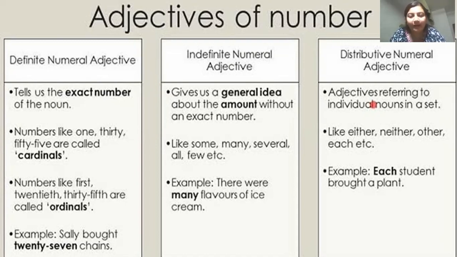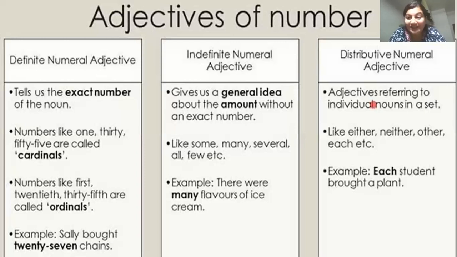Numbers from 1 to 100, the way we spell normally, they are known as cardinals. But if we spell our numbers like first, second, third, 20th, 21st, then those kind of numbers are known as ordinals. So, in both the ways, whether in the cardinals or in the ordinals, if at all any adjective is given in the sentence, then it will be referred to as definite numeral adjective, क्योंकि वो हमें noun के exact number के बारे में information दे रही है.